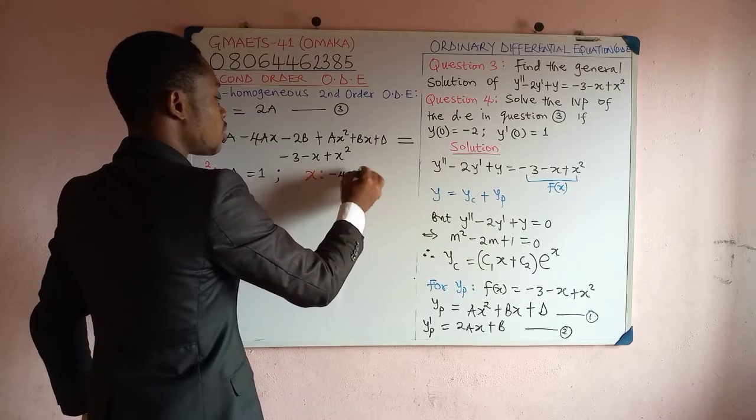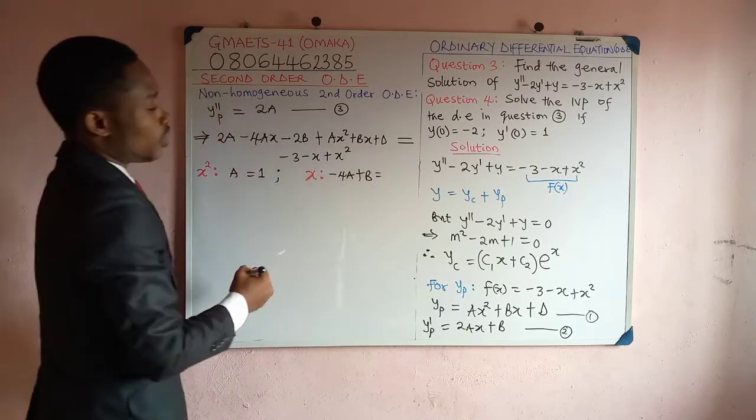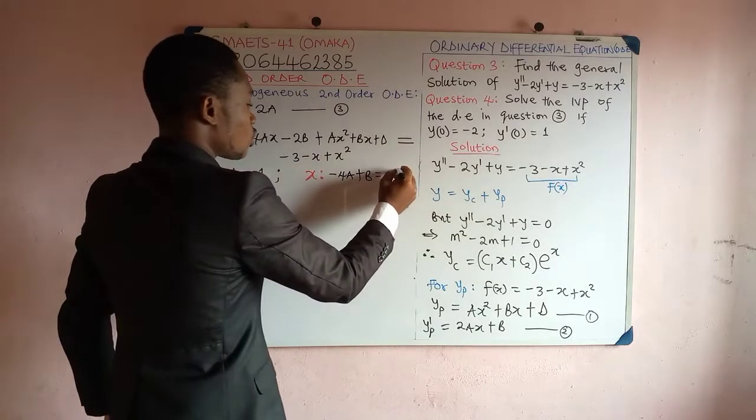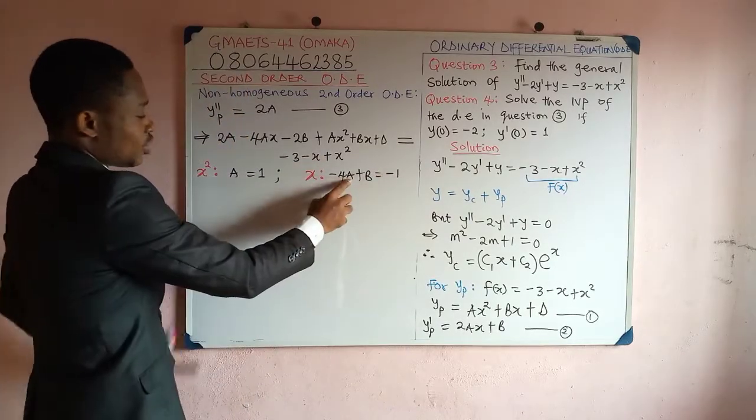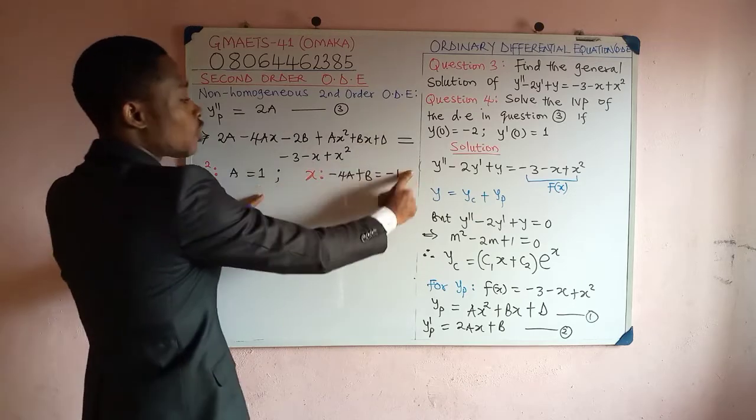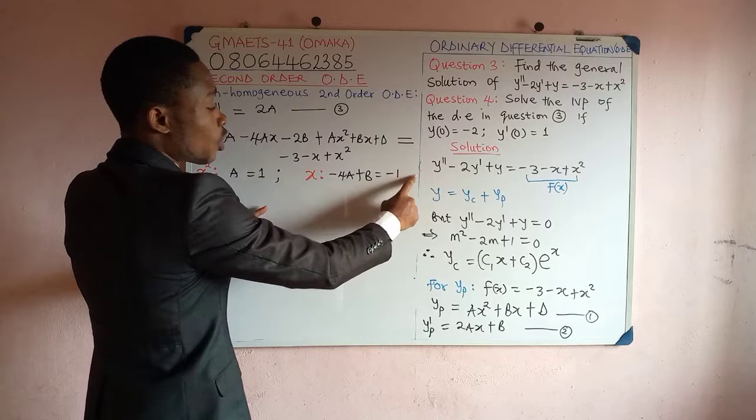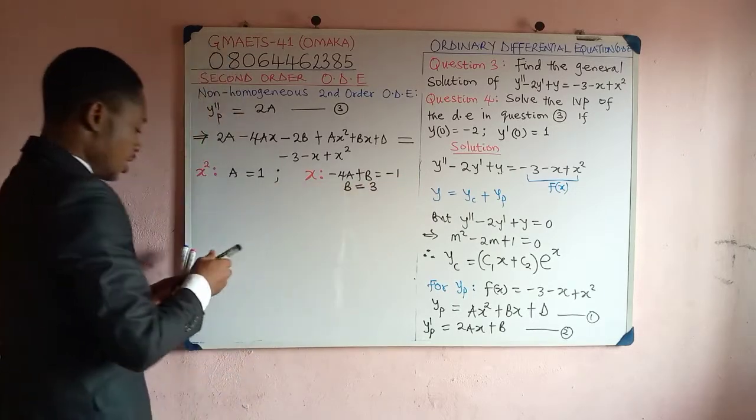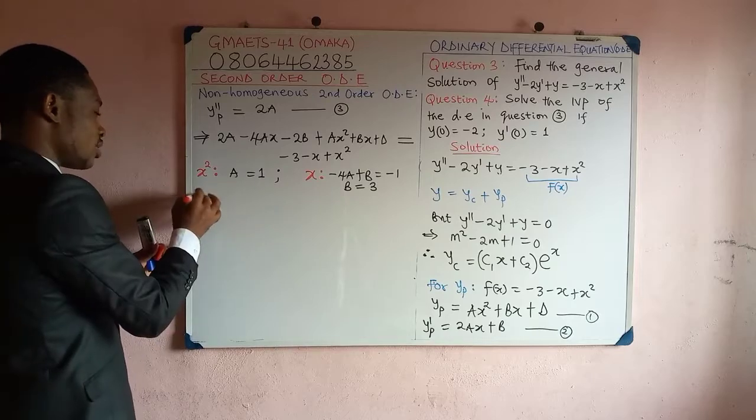Minus 4a plus b equal to, go to the right hand side, the coefficient of x there is minus 1. So it becomes minus 1. Notice that a is what? 1. So minus 4 times 1 will give us minus 4. If the minus 4 goes there, it becomes plus 4. Minus 1 plus 4 will give us 3. So the value of b is what? 3. And then we conclude with the constant, okay?